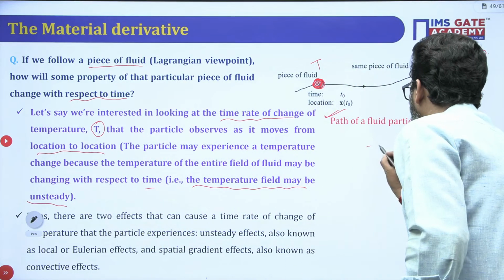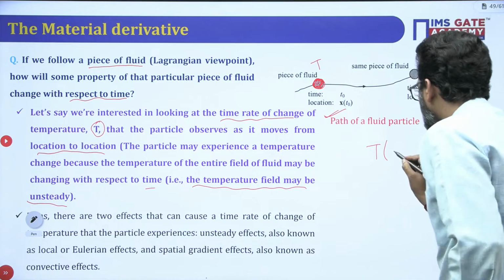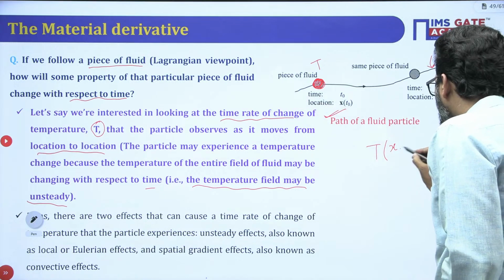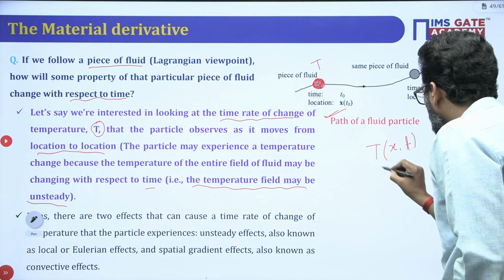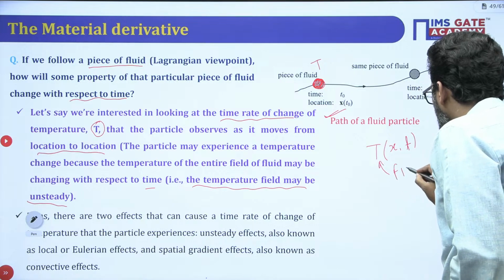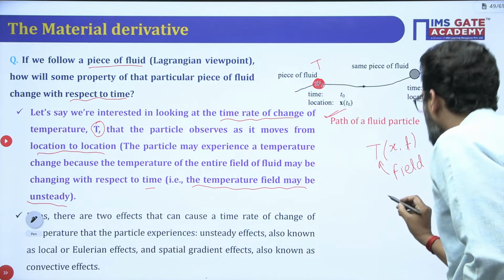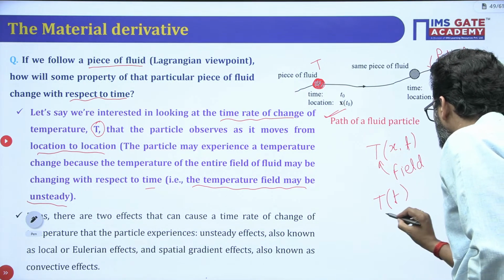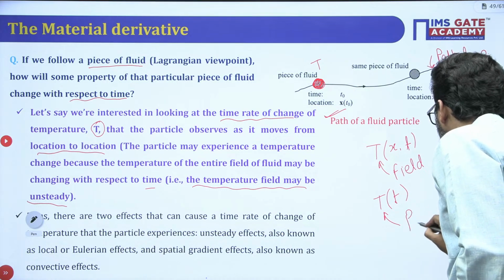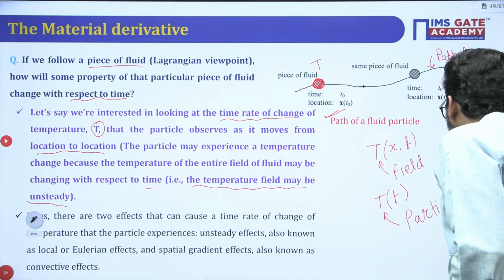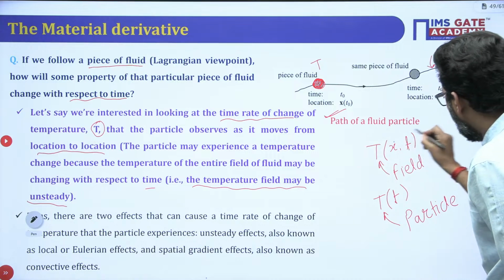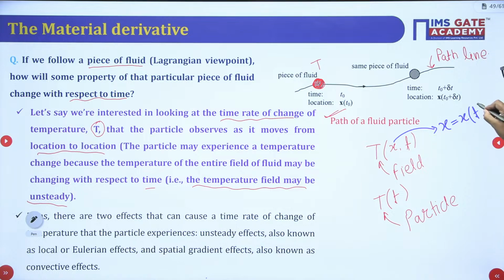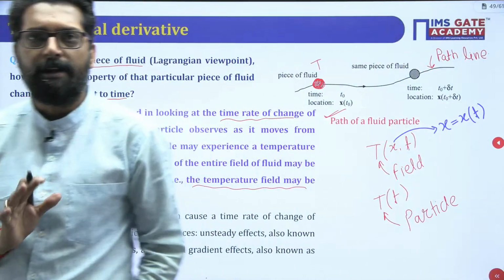Let's suppose the field is unsteady, that means the temperature field T is a function of, let's suppose, the x direction, x and t. So this T is your field, and this temperature is a function of t. This is for the particle. And my dear, this x is itself a function of time. Clear? Is this clear or not? Please tell me.